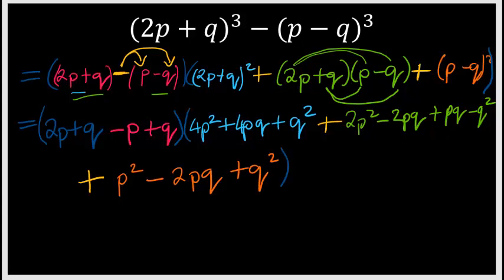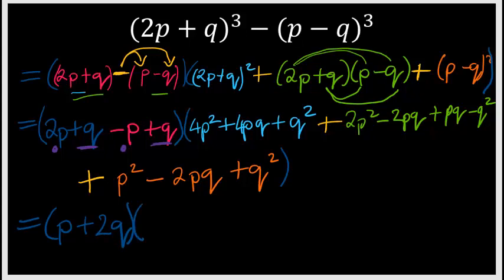Now the next thing that I need to do is look for like terms. If I'm looking for like terms, I am looking for things that are the same. Looking in my first bracket, I've got p to the power of 1 and p to the power of 1. Then I've got q and q to the power of 1. So those are like terms I can add together. My first bracket becomes 2p minus p, which is just p, and q plus q is 2q. And that's my first bracket.